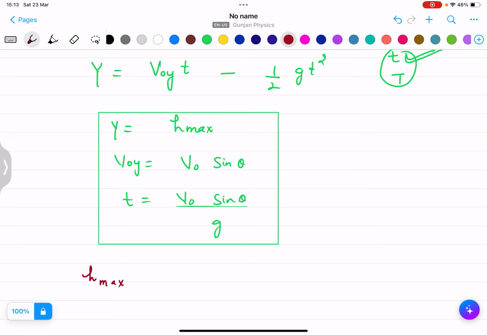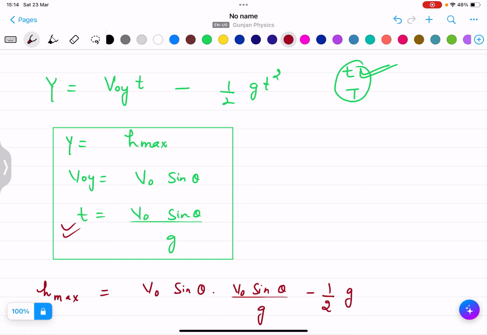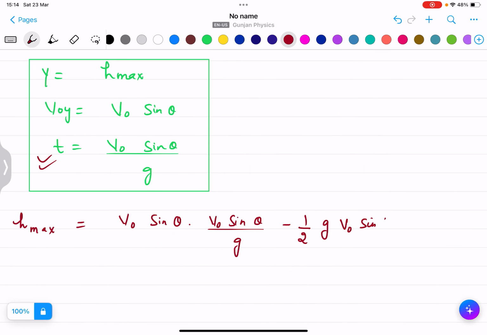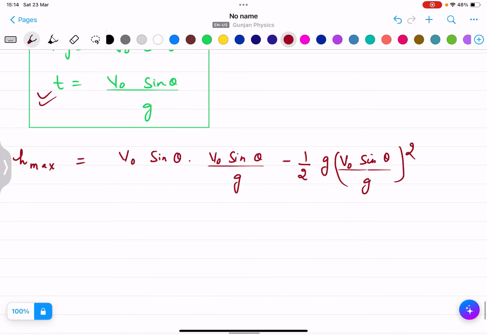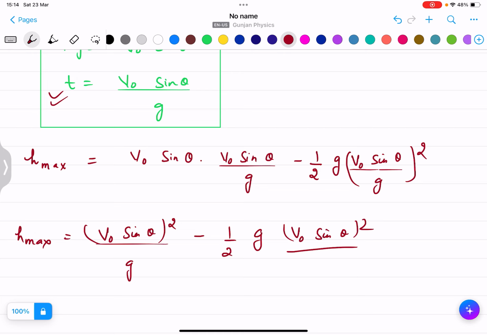So the expression will be h max equals v naught sine theta by g minus half g t square. That means this square. So it will be v naught sine theta by g square. Right? We need to solve this expression. So I can write h max equals v naught sine theta square by g minus half g v naught sine theta square over g square.